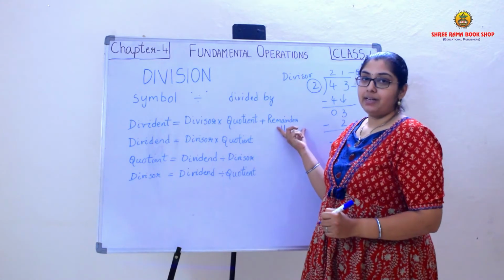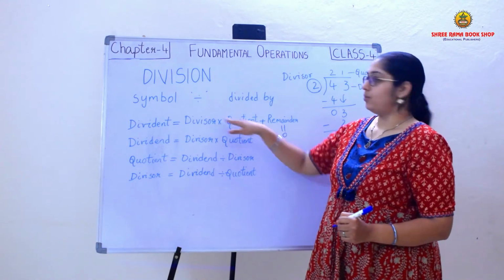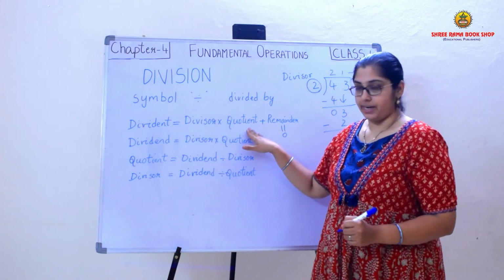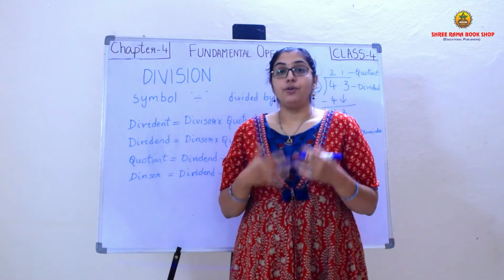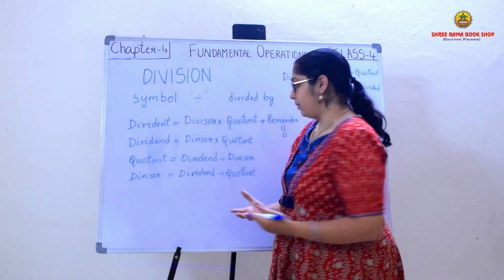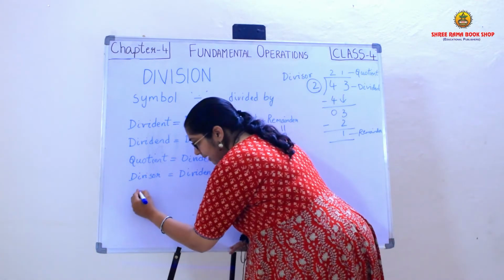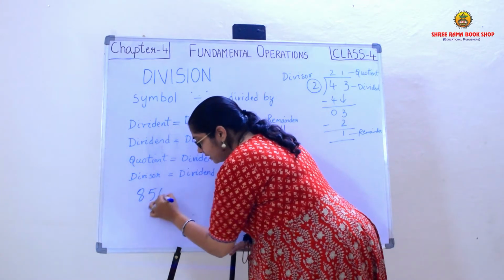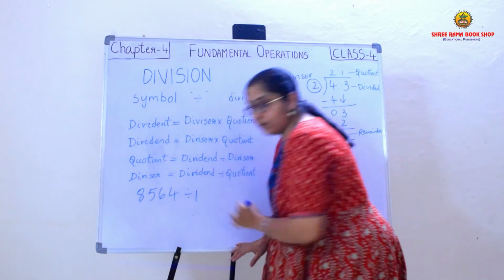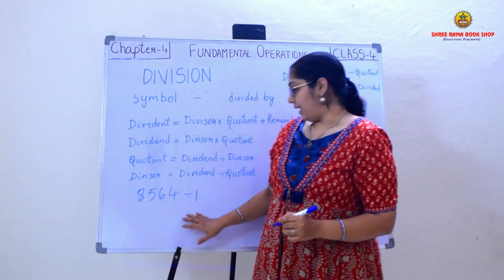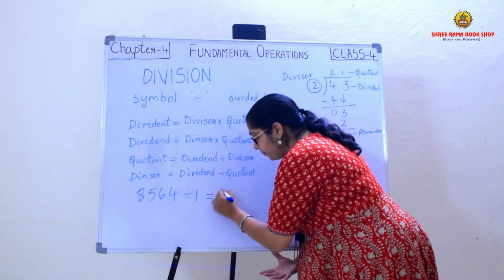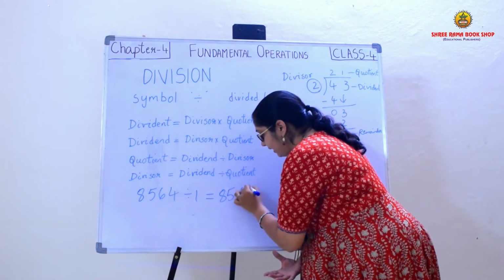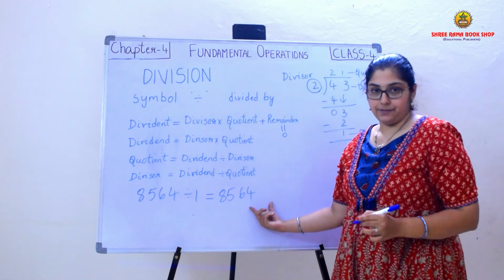Okay, if the remainder is not 0, then you need to add the remainder to the product of the dividend and quotient. Now, if you divide any number by 1, for example 8564 divided by 1, the answer is the number itself. So I get here the same number, 8564.